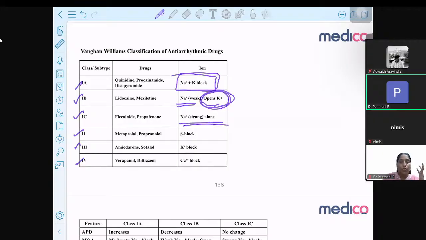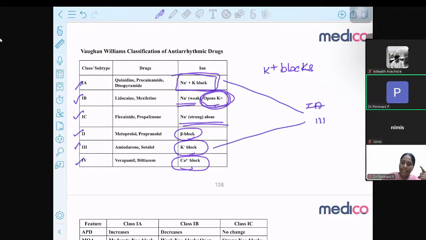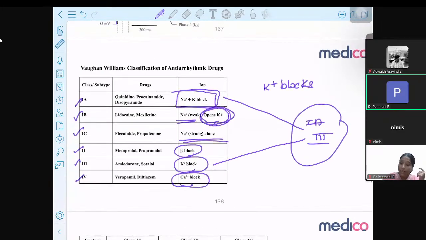And class 2 is beta blockers. Class 3 is potassium channel blockers. And class 4 is calcium channel blockers. So with this classification, can you tell me which drugs are going to prolong the QT interval? As I said, the drugs which block the potassium, that is class 1A and class 3, these two are going to block the potassium, and hence these two drugs have more QT prolongation.